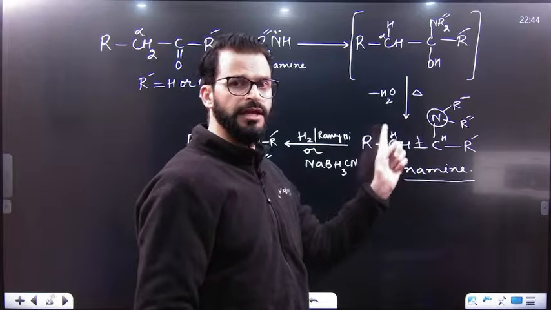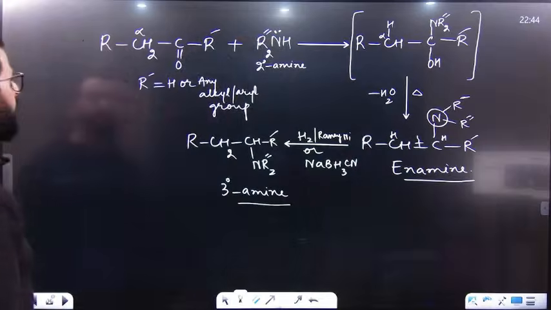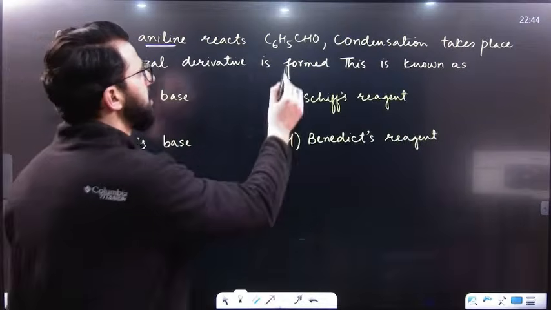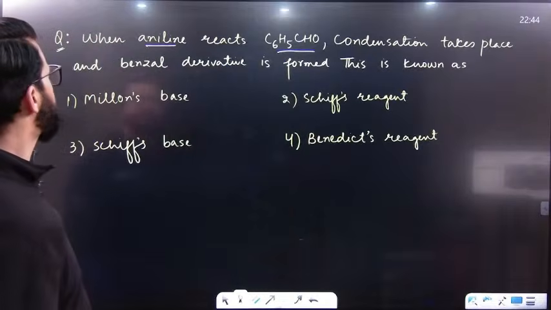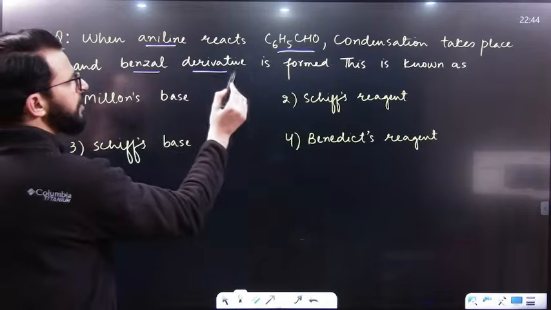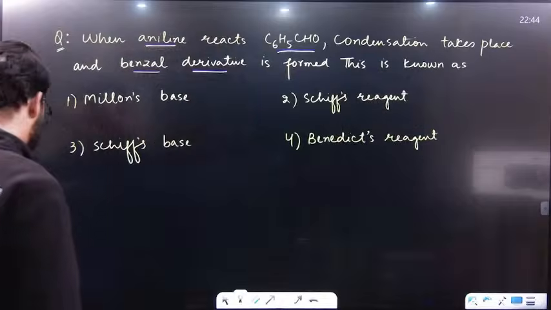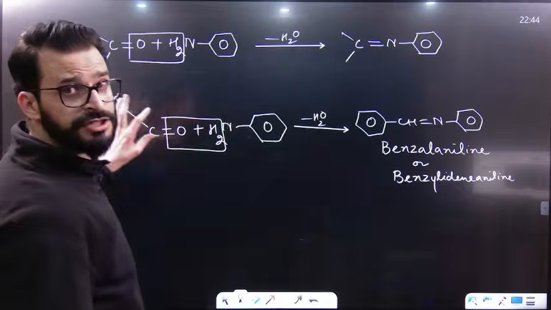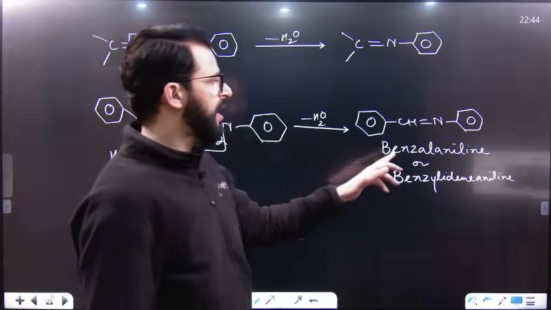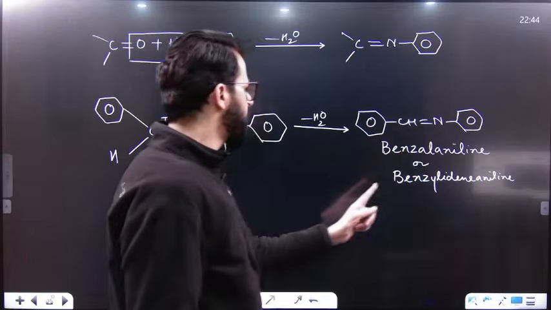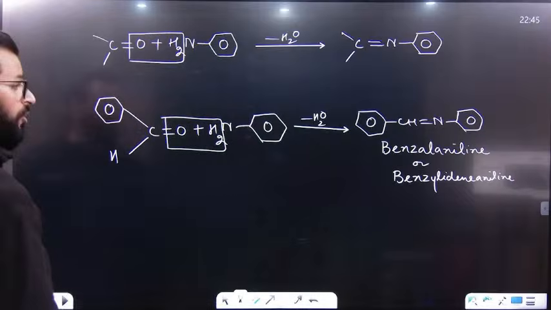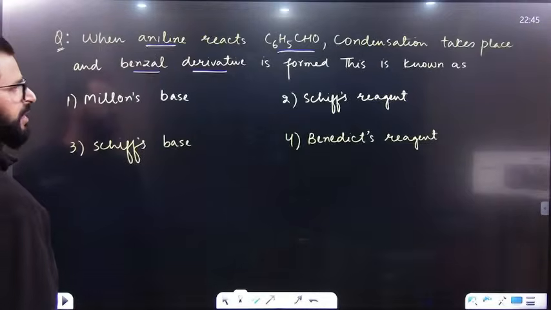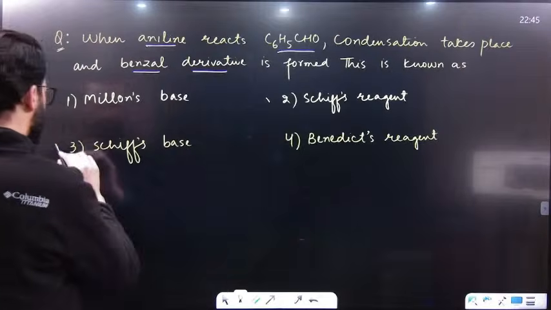Otherwise we get enamine. Now after this, have a look. There is a question. When aniline reacts with benzaldehyde, condensation takes place and a benzyl derivative is formed. When benzaldehyde and aniline react together, this benzyl derivative is called, what is this known as? This is known as Schiff's base. So Schiff's reagent, no, this is Schiff's base.